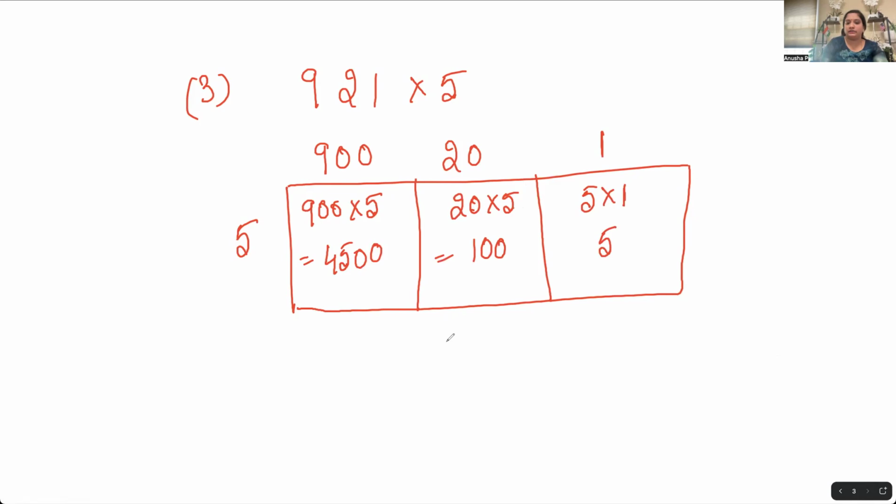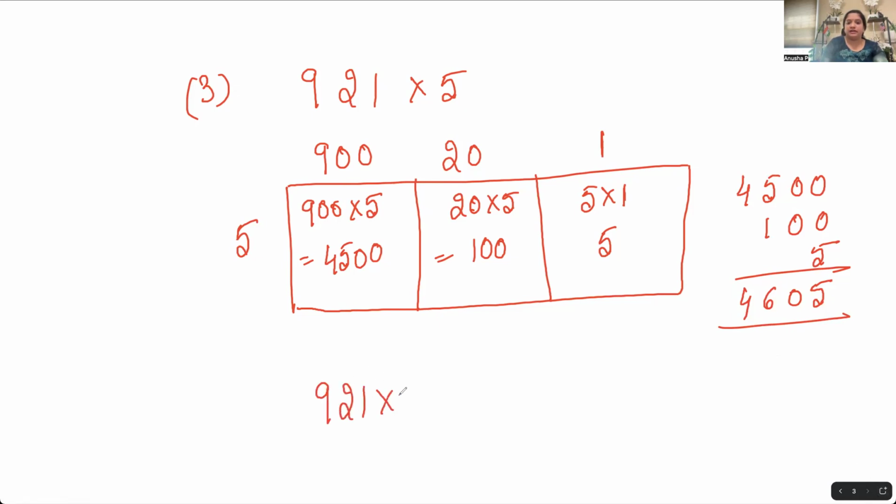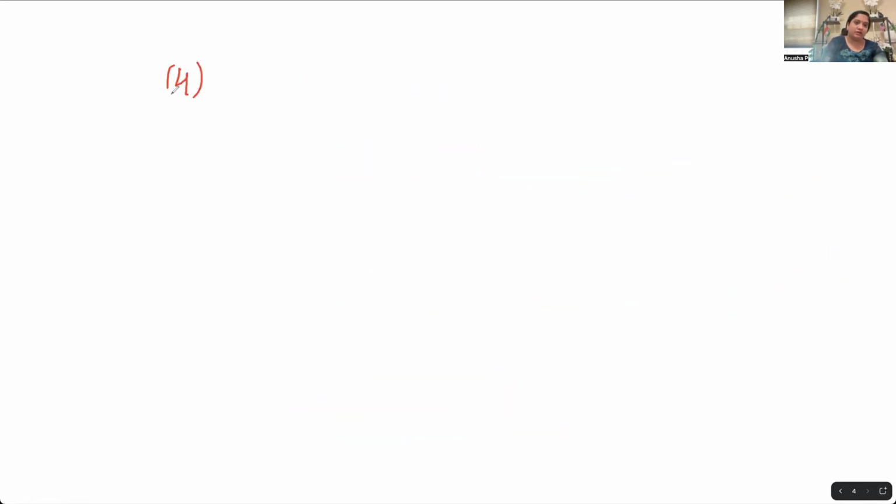We have to add all the three numbers. 4500 is the first box answer, and then 100 and 5. 5, 0 plus 0 is 0. 5 plus 1 is 6 and 4. 921 times 5 is 4605. Okay. Now, the fourth example is 765 times 7.